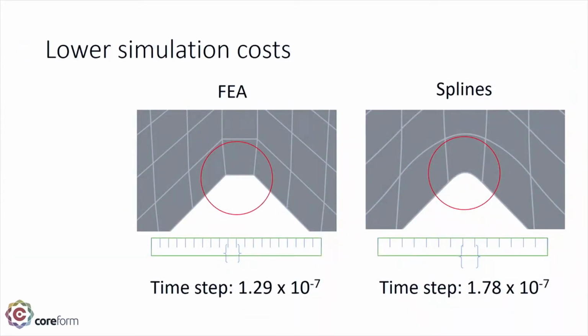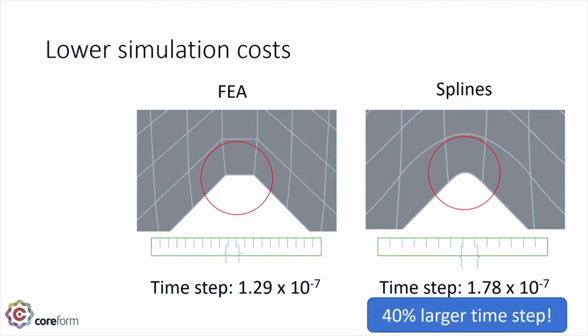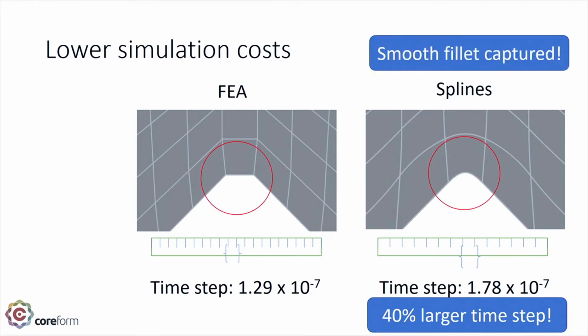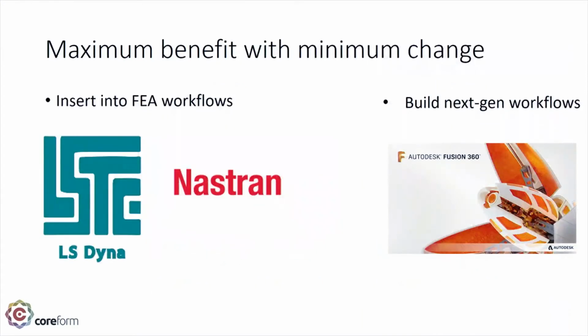But the interesting thing is examining the splines versus the FEA. With the same number of elements, and again, this is oversampling for splines because we only require a fewer number of elements than FEA because we can capture curvature better, we can have a significantly larger time step, in fact, 40% larger time step with U-splines than with linear FEA. That's kind of counterintuitive, that you'll be able to perform the simulation faster with splines. And we can also smoothly capture the fillet, which again is crucial for stress and fracture simulation.